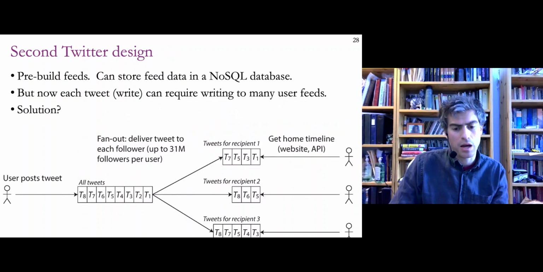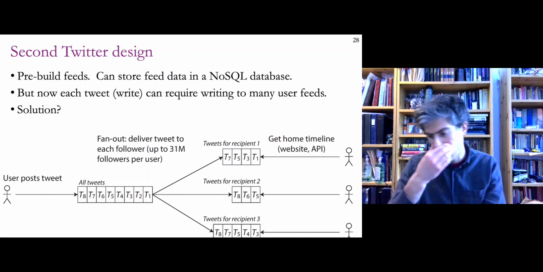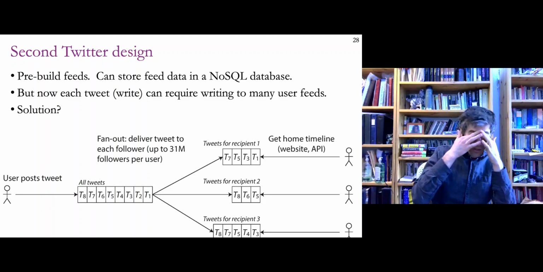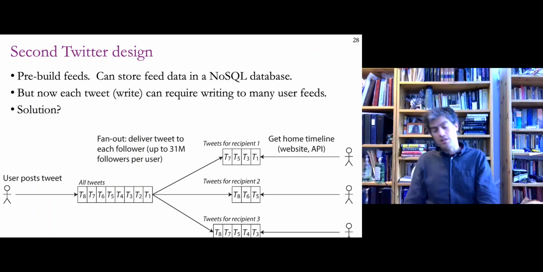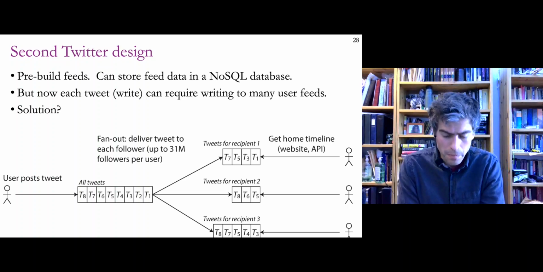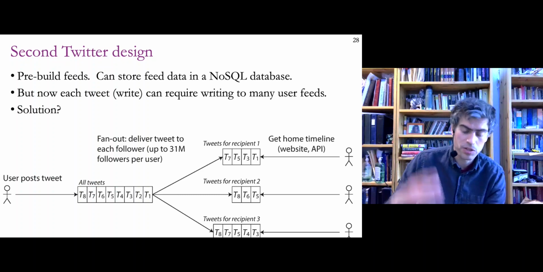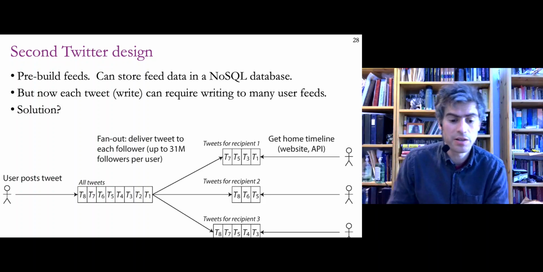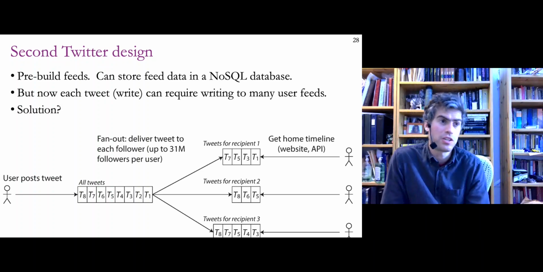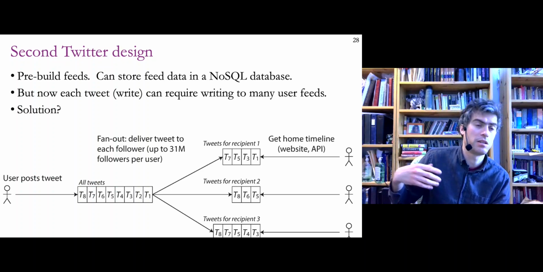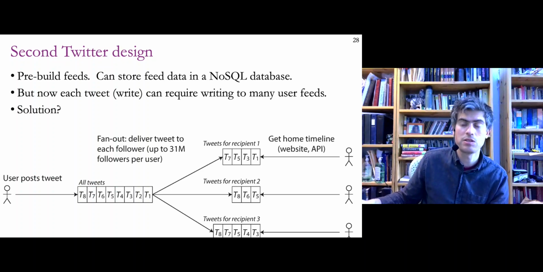So the solution they had to fix this was to pre-build the feeds. Instead of doing a join every time to get the feeds for users, they pre-build the feed. So they have already stored in a database every user's feed, and that includes duplication, right? Because every tweet that you see in your feed is seen in lots of other users' feeds if they're following the same people as you, right?